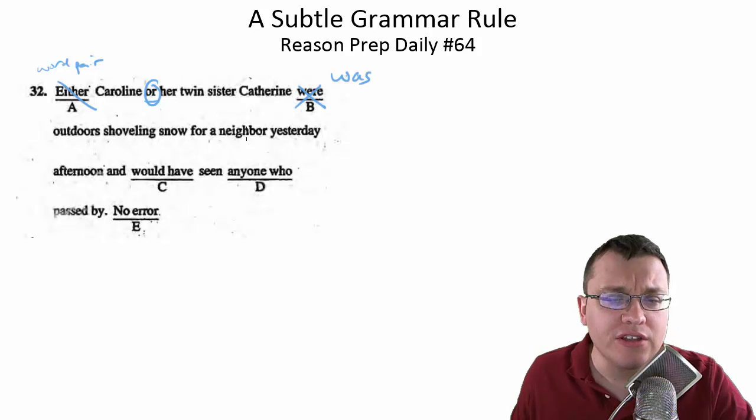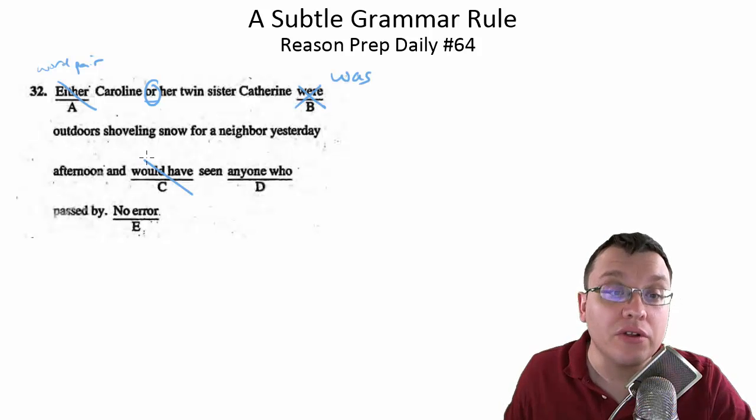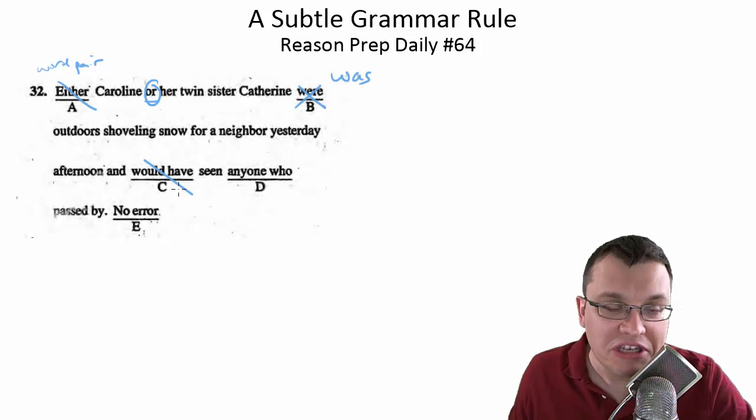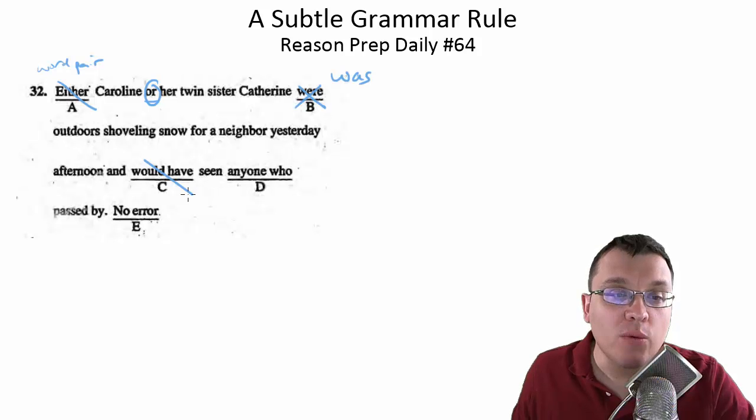C, outdoors shoveling snow for a neighbor yesterday afternoon and would have seen anyone who passed by. Would have is fine. It's past tense. It's showing that something could have happened, right? It's the possibility of something happening. So C is fine. Seen anyone who passed by. No problem at all with D either.